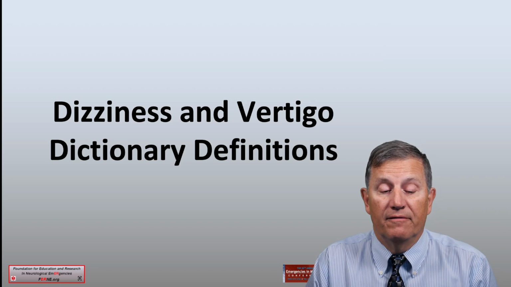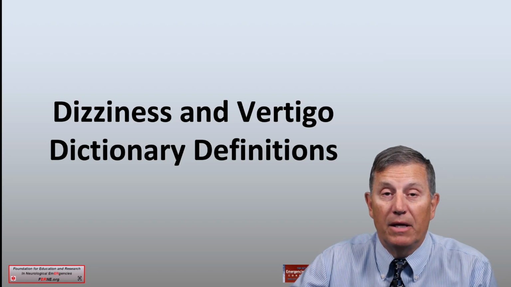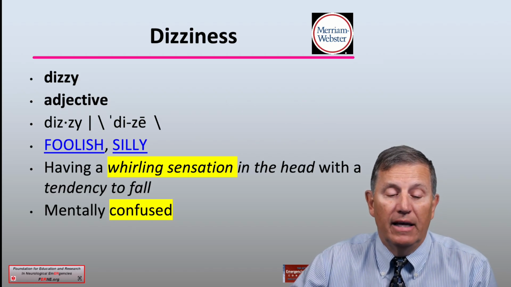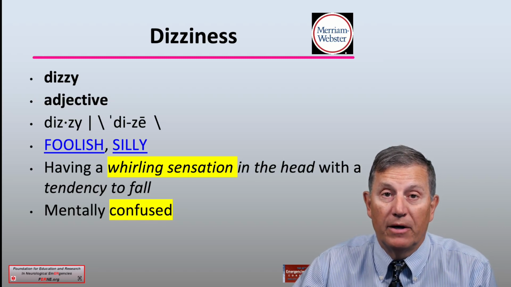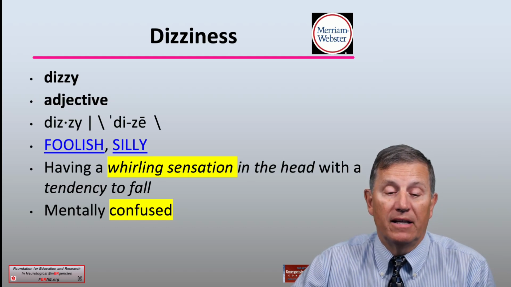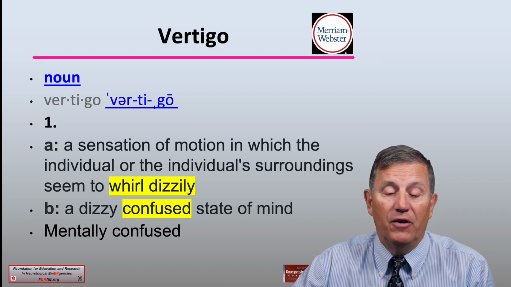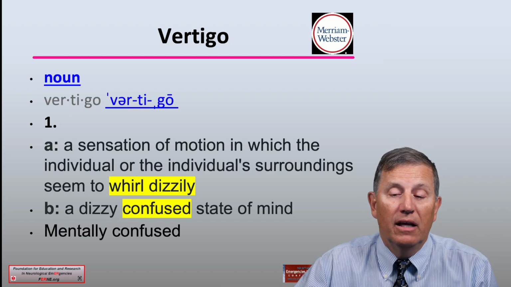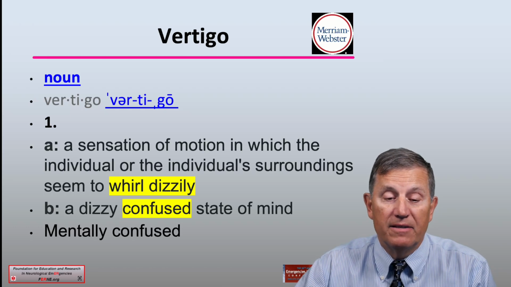So let's consider dizziness and vertigo dictionary definitions. It's worthwhile to go to the dictionary so we can all have a common understanding of what lay people may consider to be dizziness and vertigo. Dizziness is an adjective. It is thought to be a whirling sensation, but also it is defined as mentally confused, which is altered mental status, which clearly is different than dizziness. Vertigo, a noun, has the same information, whirl dizzily, and it also includes confused. So not only is there overlap between dizziness and vertigo, but there's also some misinformation in the common Merriam-Webster dictionary. Vertigo is found to include vertiginous movement, and we'll talk about that because movement is important.